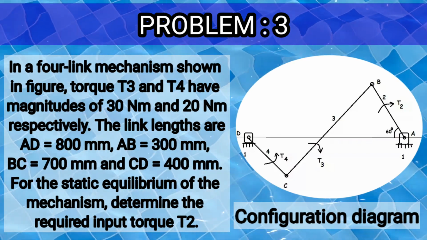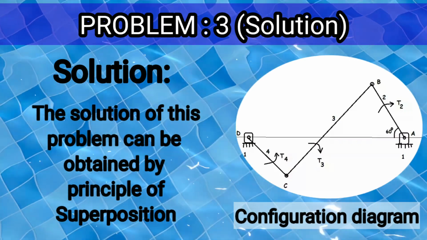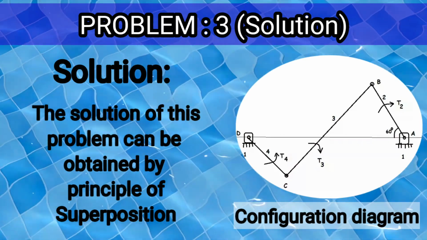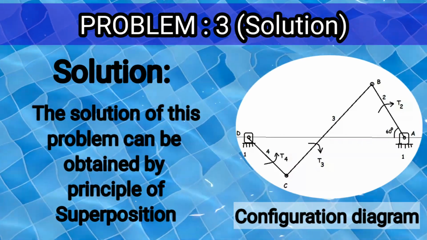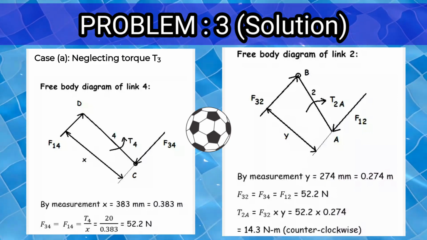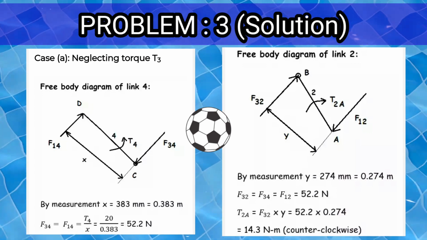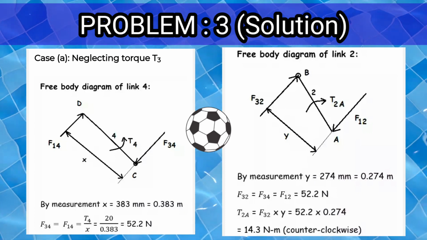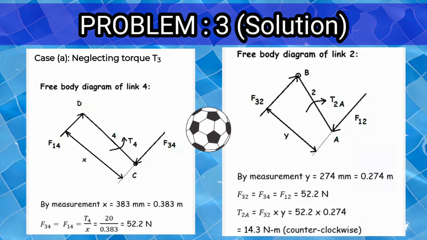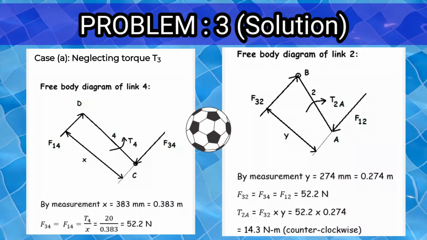First of all, we neglect T3, considering T4, and find out T2A. Next, we neglect T4 and, considering T3, we will find out T2B. Adding those two, you will get the final value. So, first of all, take the free body diagram of link number 4 and find out F34. And secondly, take the free body diagram of link number 2 and find out the torque acting on link number 2, which is T2A. This is case number 1.